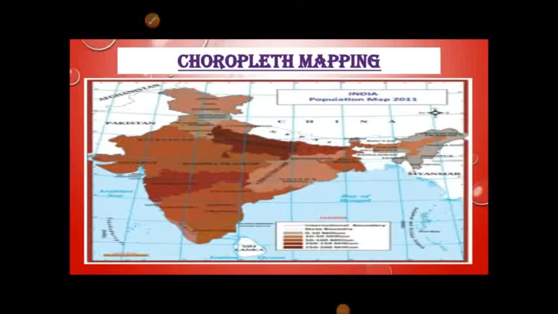Choropleth mapping. A choropleth map is a thematic map in which areas are shaded or patterned in proportion to the measurement of the statistical variable being displayed on the map, such as population density or per capita income.